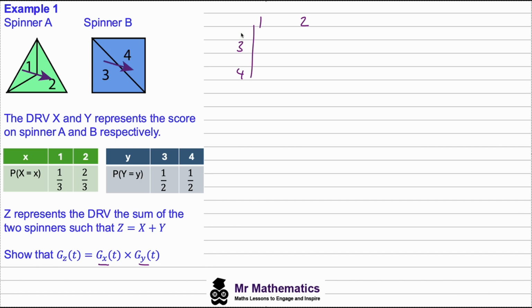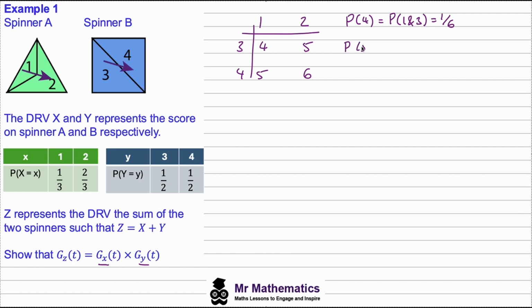So if we were to add these together, we can get a 1 on A and a 3 on B, so we'll get the sum of 4, and then 5, 5, and 6. So we need to work out each of these probabilities now. So a probability of getting a 4, well, this would be a 1 followed by a 3. My probability of getting a 1 on spinner A is 1/3, and a 3 on spinner B is 1/2. So this will be 1/6.